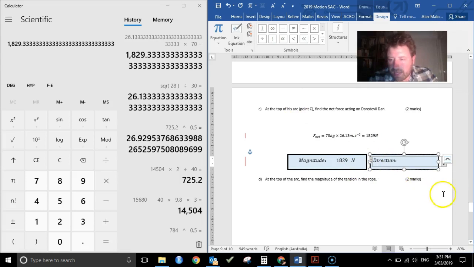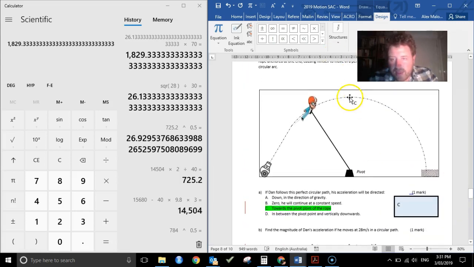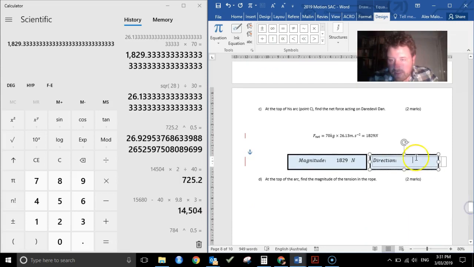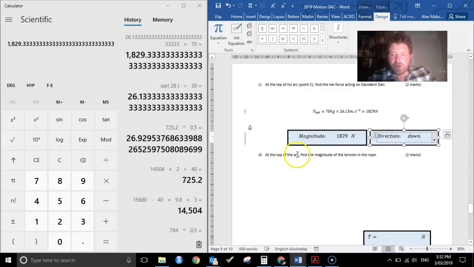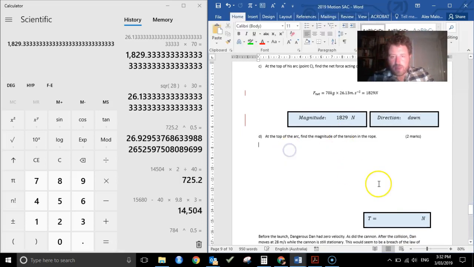Well, at point C, he's going to be there. The center of the circle is going to be there, so that direction is going to be down. I think I was pretty generous here, and if you just wrote towards the center of the circle, I think I gave you the marks. Alright, at the top of the arc, find the magnitude of the tension. Okay, I'll do that. At the top of the arc.